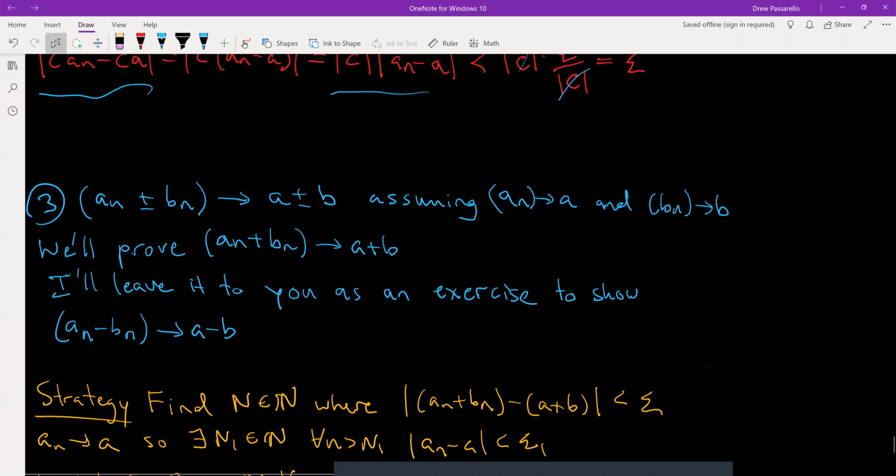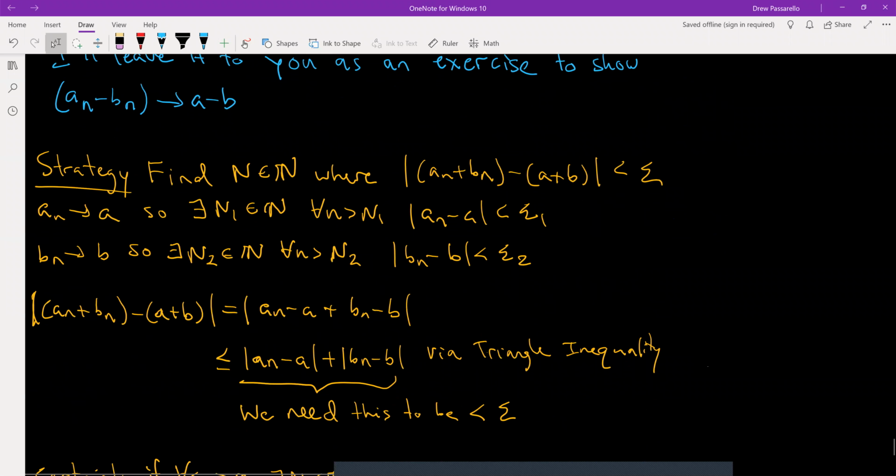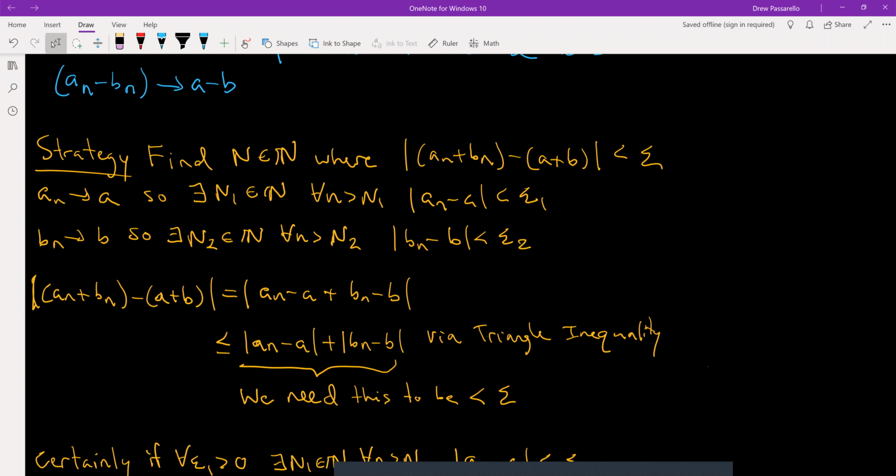All right, so here's the strategy. We need to find some capital N where the absolute value of our sequence a_n plus b_n minus our supposed limit a plus b is less than epsilon. This is like our a_n minus a kind of thing. So that's what we need to do. We're going to use the knowledge that we have that a_n converges to a and b_n converges to b.